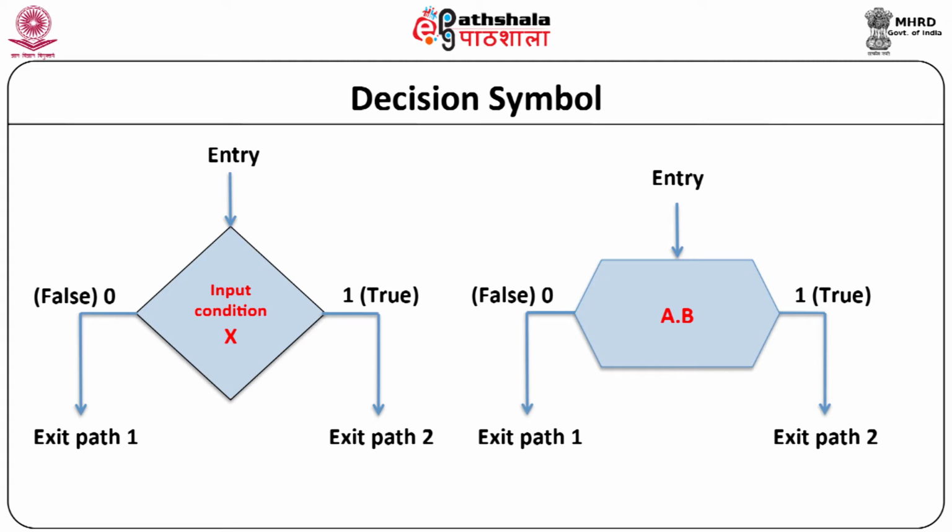In the first case, X is written in the decision box. It indicates that the decision is based on the value of X. There is another decision symbol represented by a hexagon, where in the second case A dot B is written inside the decision box. It indicates that the path will depend on the value of A dot B: if A dot B is equal to 0, the false path will be selected, else the true path will be selected.